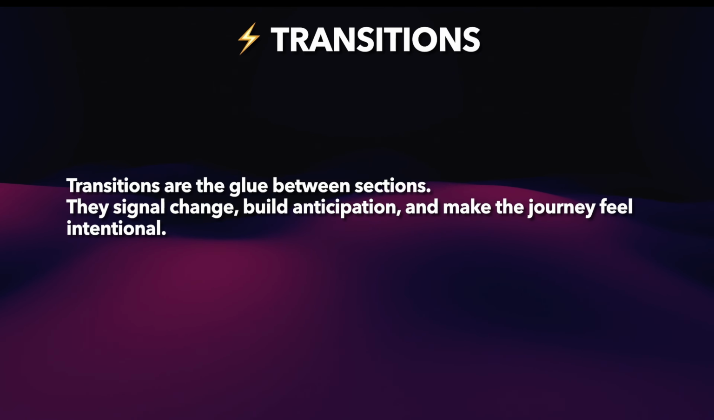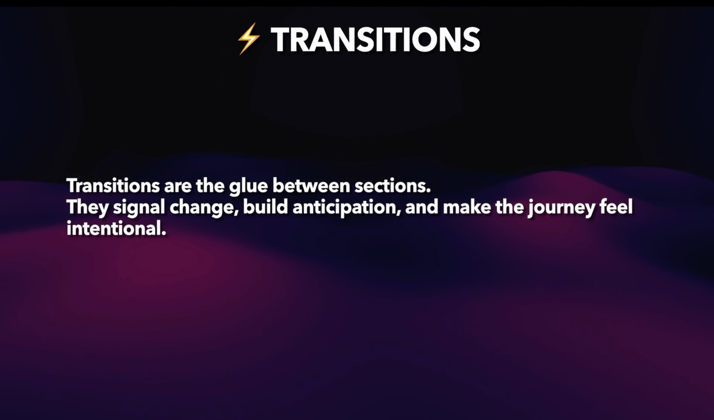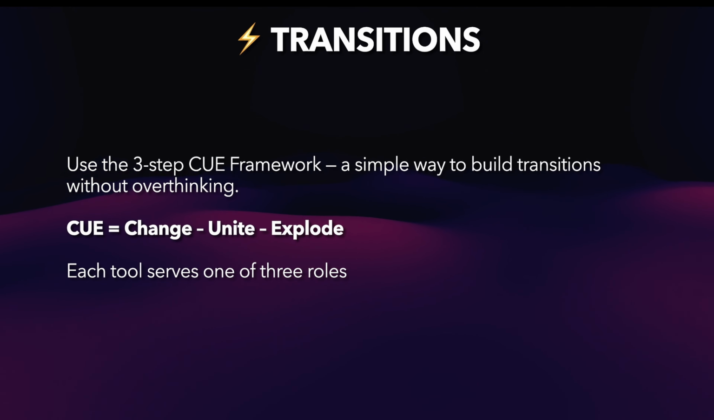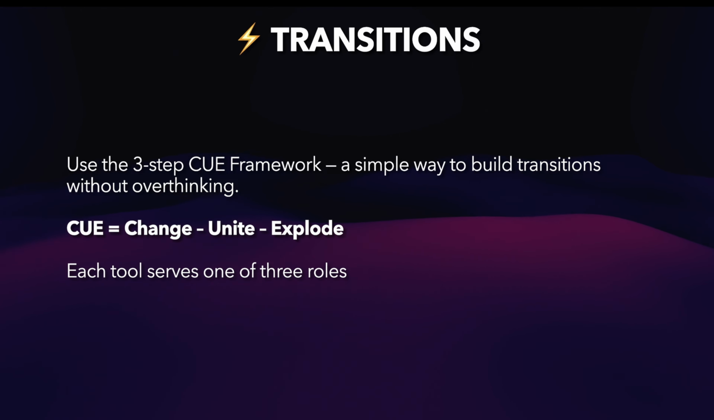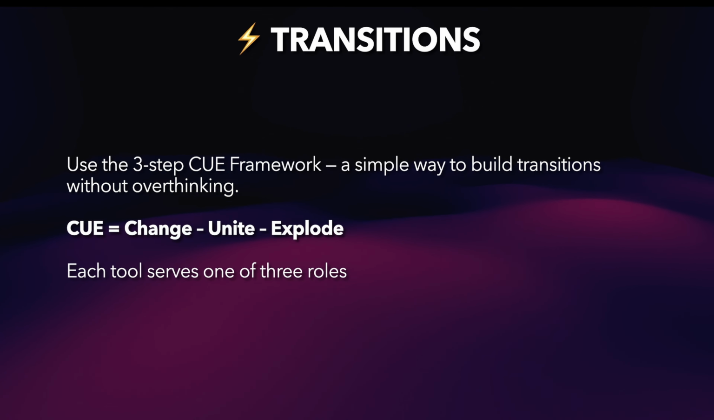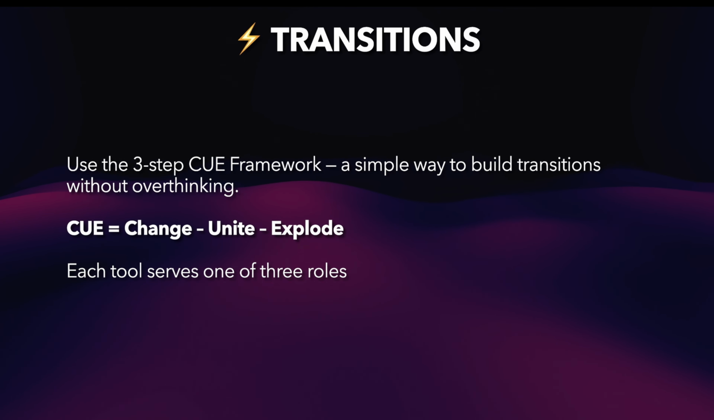Transitions are the glue between sections. They signal change, build anticipation, and make the journey feel intentional. Use the 3-step Q framework, a simple way to build transitions without overthinking. Q stands for change, unite, and explode. Each tool serves one of 3 roles.